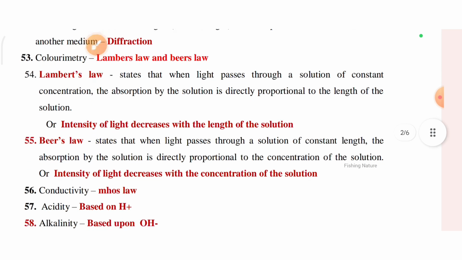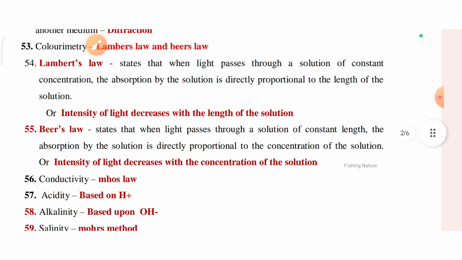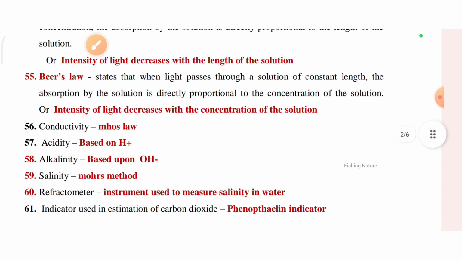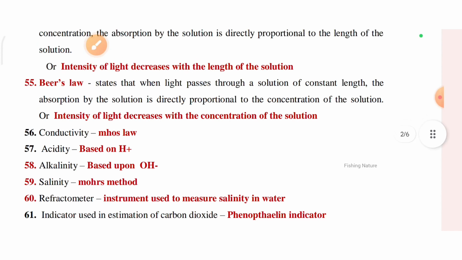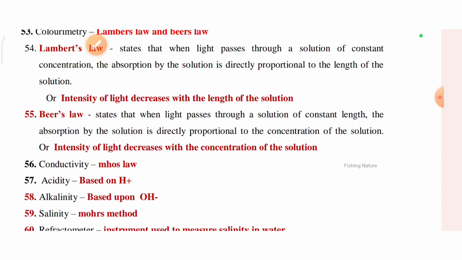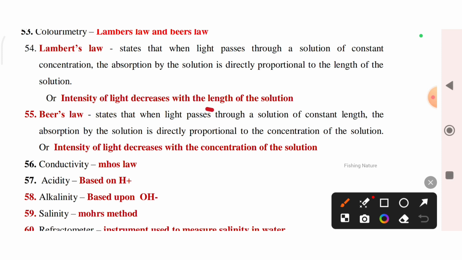Lambert's law states that when light passes through a solution of constant concentration, the absorption by the solution is directly proportional to the length of the solution. Simply, the intensity of light decreases with the length of the solution. Beer's law says the intensity of light decreases with the concentration of the solution. Lambert's law is for the length of the solution, and Beer's law is for the concentration of the solution. Remember these points.